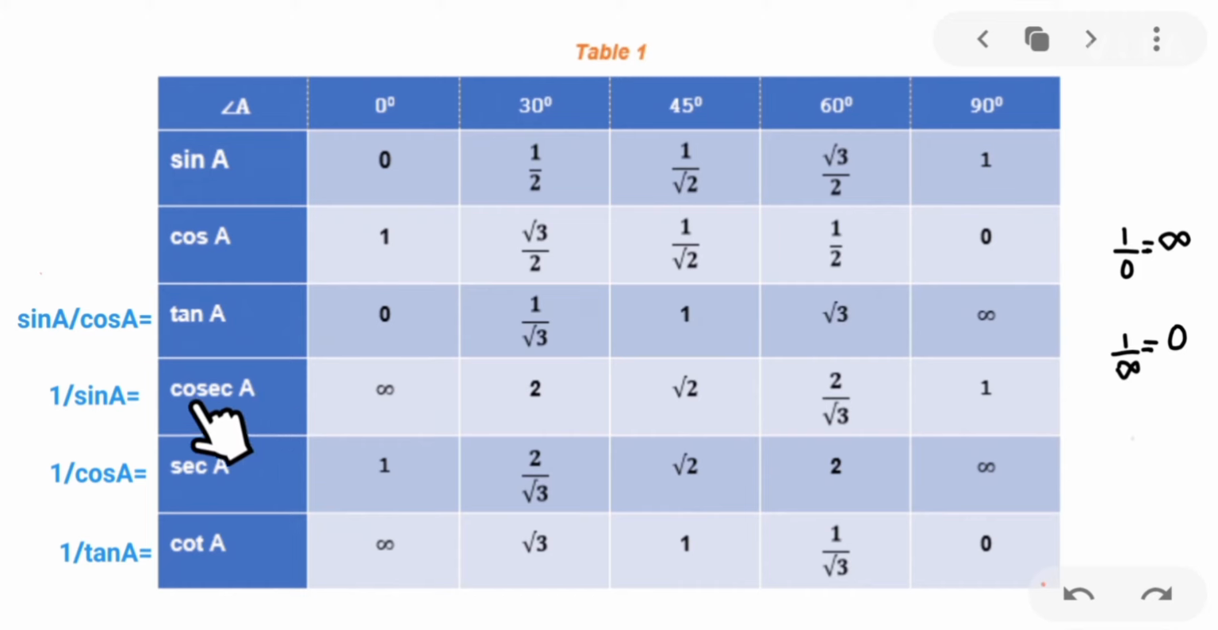Now to obtain the cosec value, cosec is 1 by sine. So take the reciprocal of the sine value. So cosec 0 is 1 by 0, that is equal to infinity. Cosec 30 is the reciprocal of sine, that is 2 by 1. You have to write the reciprocal, that is 2 by 1. And for cosec 45, take the reciprocal of this, so root 2.